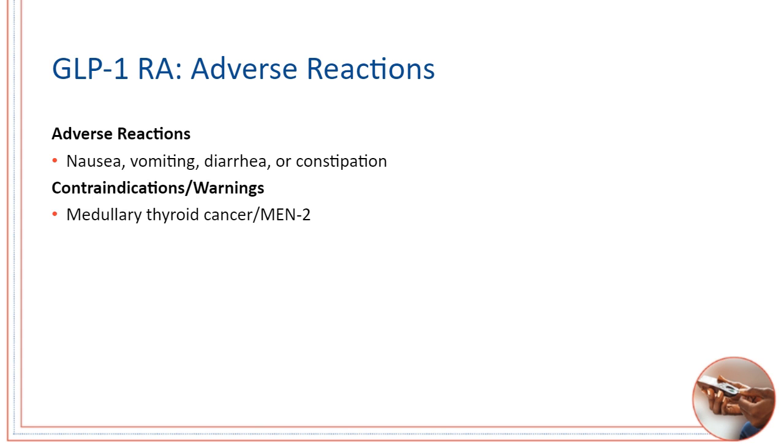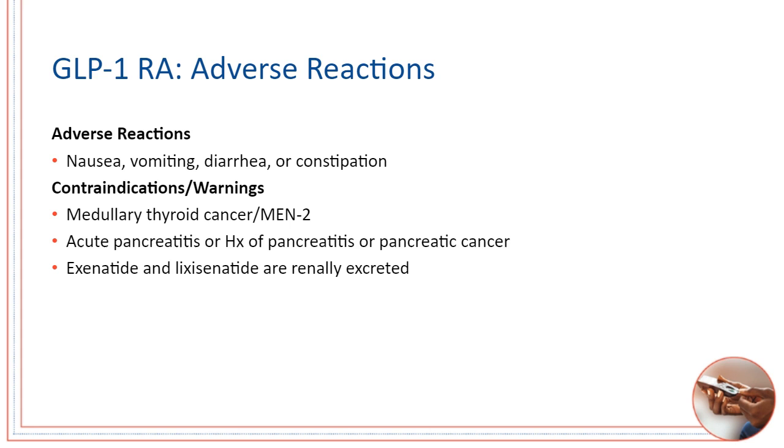Contraindications are medullary thyroid cancer. This is a contraindication for the entire group. Also acute pancreatitis or history of pancreatitis or pancreatic cancer. Exenatide and lixisenatide are renally excreted, so we need to be thinking about the renal function when these agents are used. And worsening of gastroparesis can occur. So patients who have a history of gastroparesis or present with gastroparesis should not be receiving these drugs.